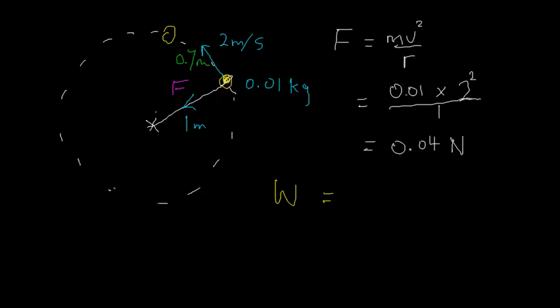We know how to calculate work done: force times distance. Okay, force times distance. So since the force we have found is 0.04 newtons and the distance in this case is 0.7 meters, we can do this and get an answer. But that answer would be wrong. That answer would be wrong.